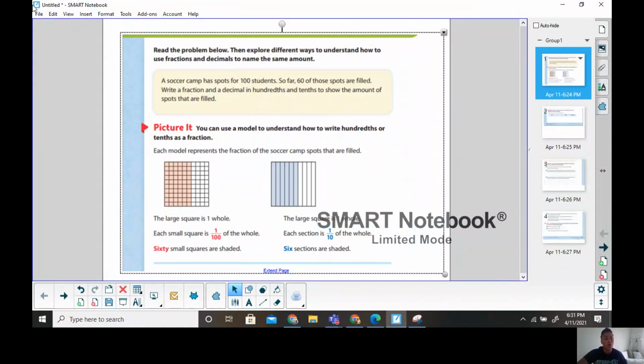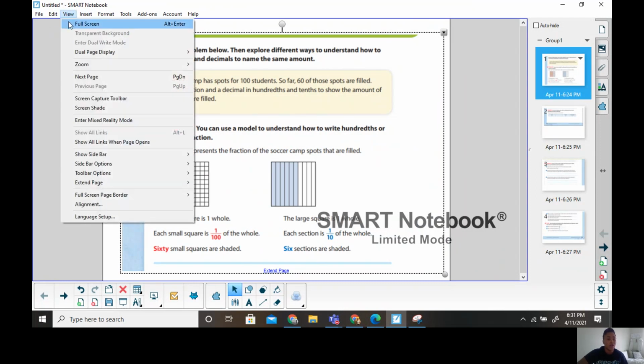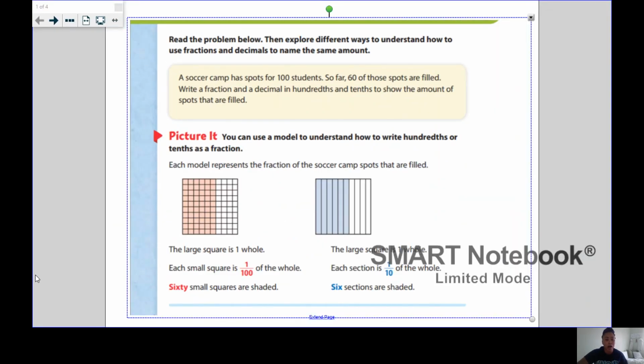Let's go ahead and share this screen of mine. And again, remember, we are working on decimals, so I am going to make this a full screen so you all can see as well. Okay, so we're working on decimals, and we're writing decimals as equivalent fractions. So read the problem below, then explore different ways to write decimals as an equivalent fraction.